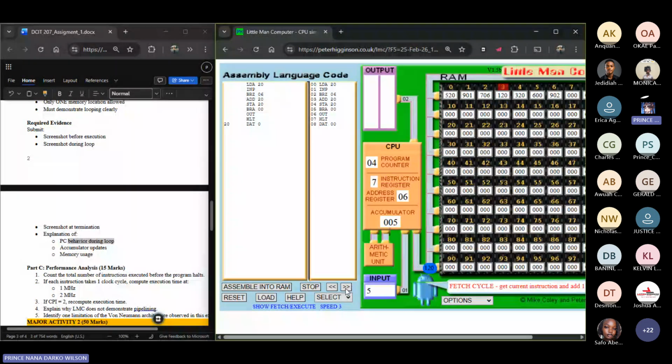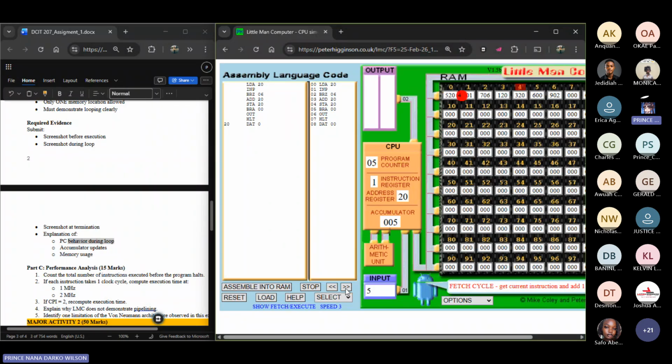So it's now adding what is stored in 20. It's reading the 0 in 20, and then it is going to add it. So it says 5 plus 0, right? And then it stores that in the accumulator. It is still 5. And then we step it again.